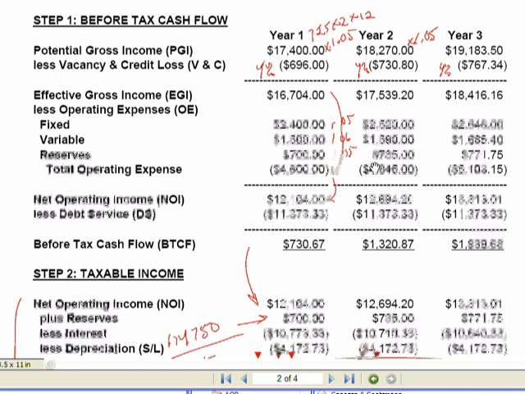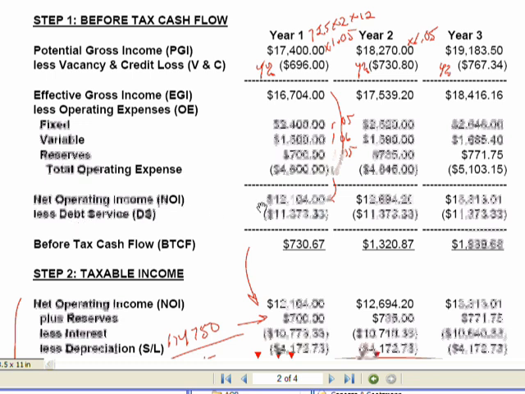Add up the total operating expenses, fixed, variable, and reserves, and then subtract it from the effective gross income. So for year 2, it's 17,539 minus 4,845. That gives you 12,694. So our NOI for year 2 is 12,694. For year 3, take your $18,416 less your $5,103. That gives you $13,313. So now we have NOI for all 3 years.